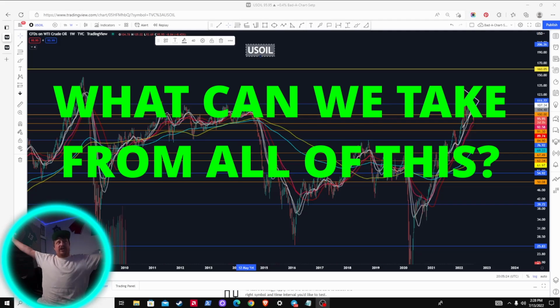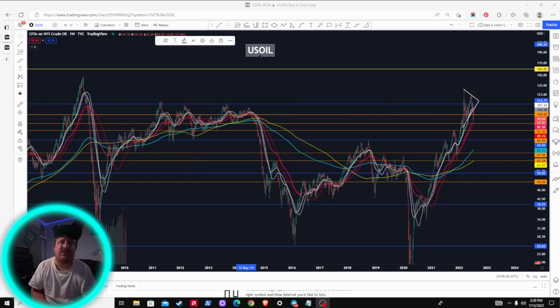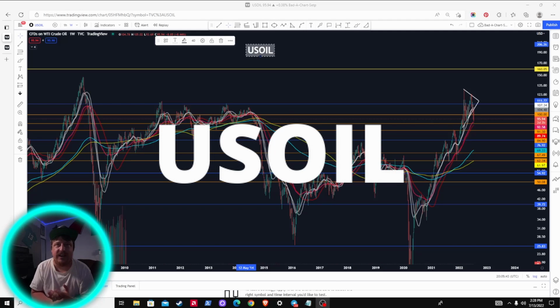All right, so the question is, for a dummy like me, how am I going to take all that information and try to get an idea of potentially when inflation could have peaked and we could maybe start to see some relief and for it to start going this way versus just going this way, right? And that brings me to this chart that I'm going to start with, which is the US oil chart here on TradingView. And why do I start with this chart?